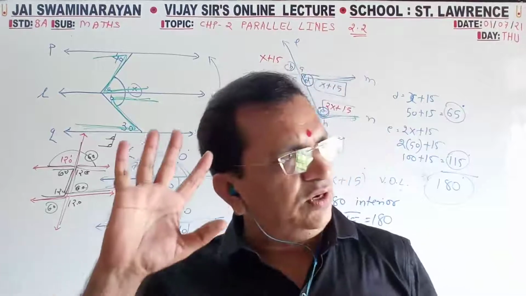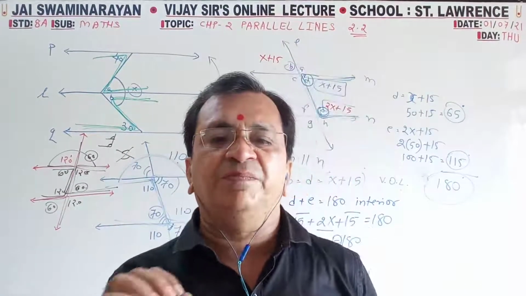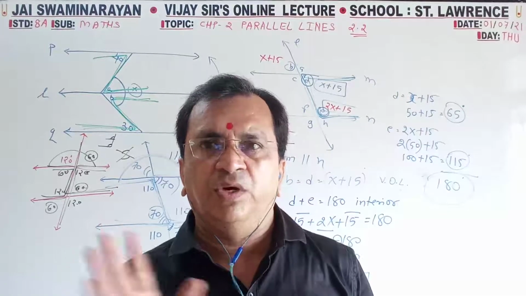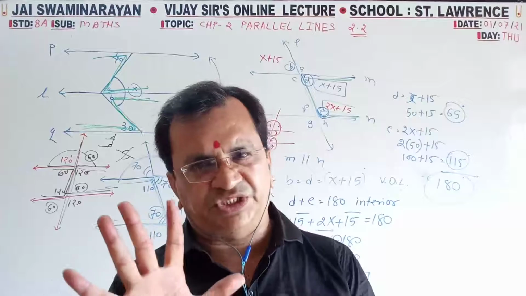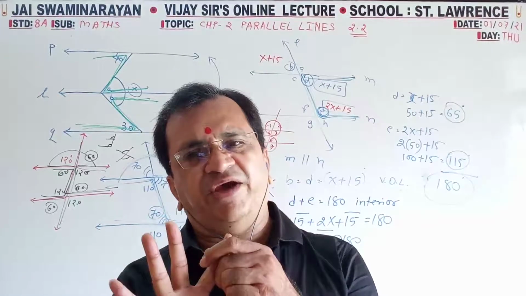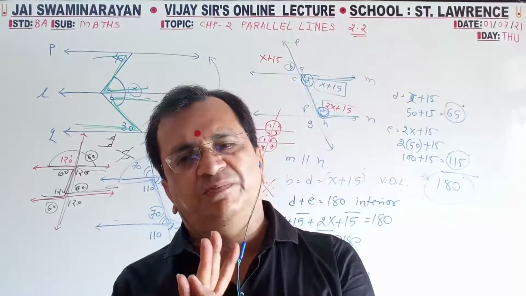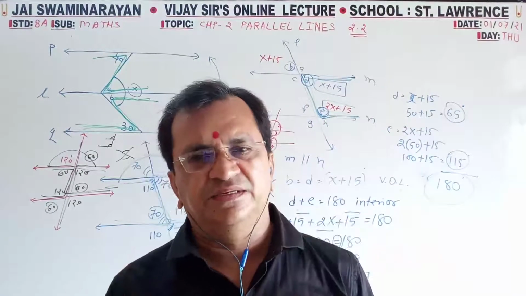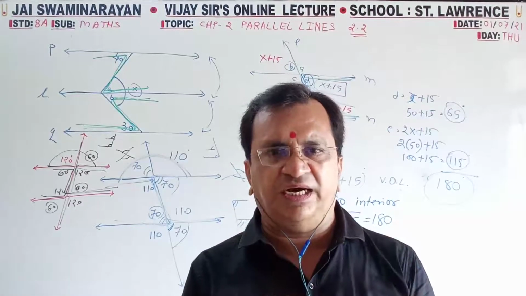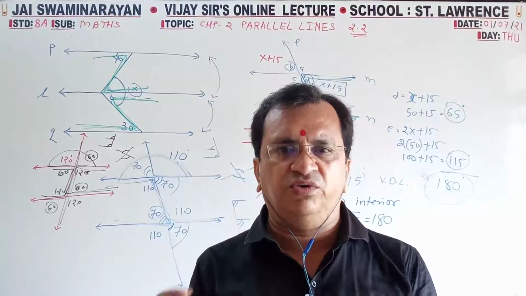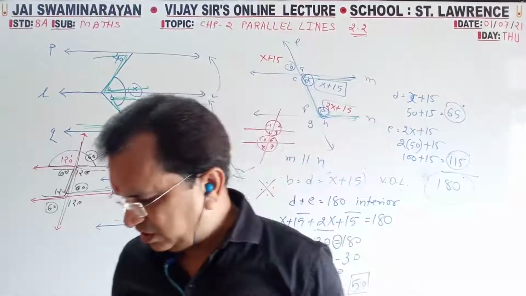Dear students, from this chapter on parallel lines, all calculation parts are over. The method of those 5 shapes: C means interior, F means corresponding, Z means alternate, X means vertically opposite, Y means linear. Related to that, to find the angle, to substitute the answer, from 1 to 7, all that topic we have covered.